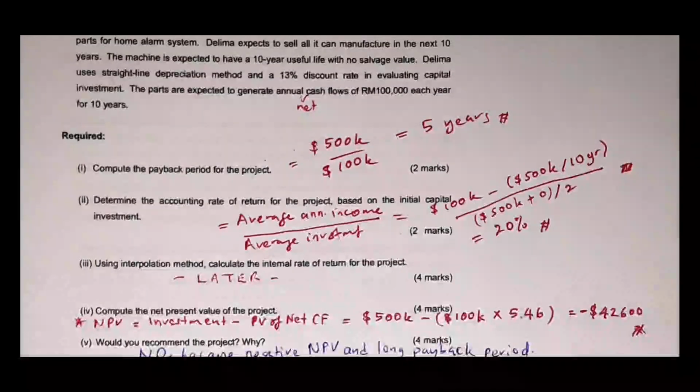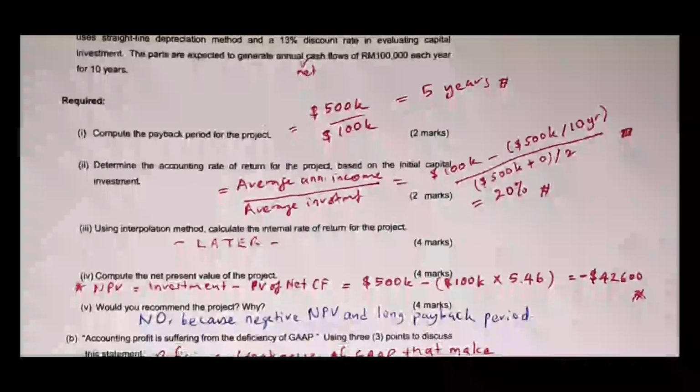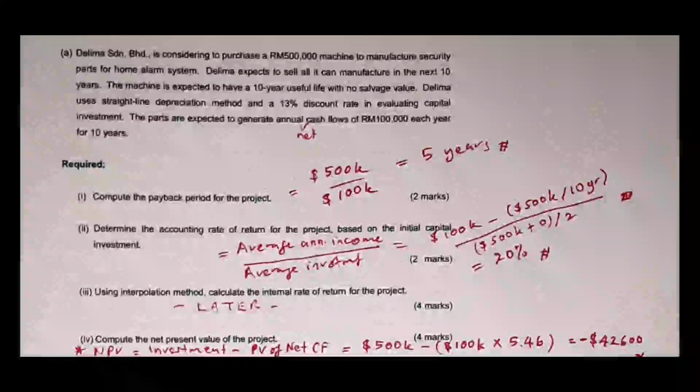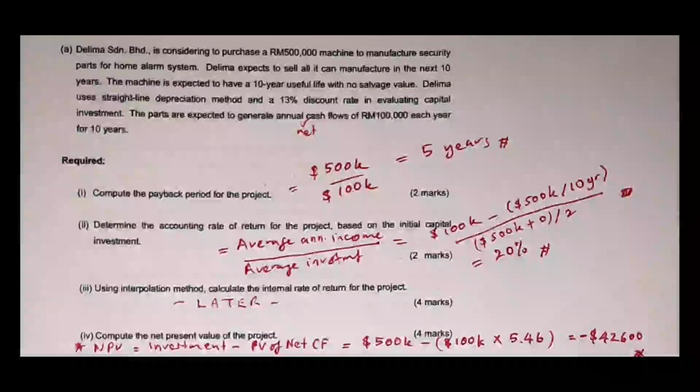Okay, second question. Determine the accounting rate of return for the project based on the initial capital investment. So you can see the answer that I have written in red there. So to answer this question, the accounting rate of return, you have to remember the formula. The formula, you can see that the formula is average annual income divided by the average investment.